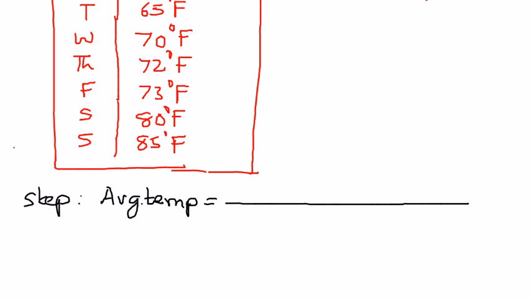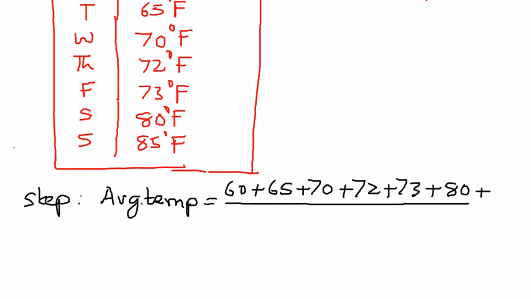So on Monday it was 60 degrees Fahrenheit. On Tuesday it was 65 degrees Fahrenheit, plus on Wednesday it was 70 degrees, plus Thursday it was 72 degrees, on Friday it was 73 degrees, on Saturday it was 80 degrees, and on Sunday it was 85 degrees, and then divided by 7 days. When we add up all the day temperatures of the week and divide by the number of days in a week, we get the average temperature.